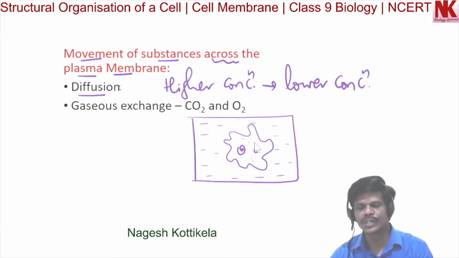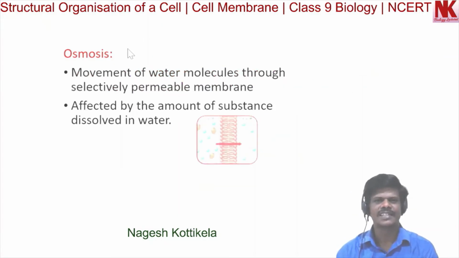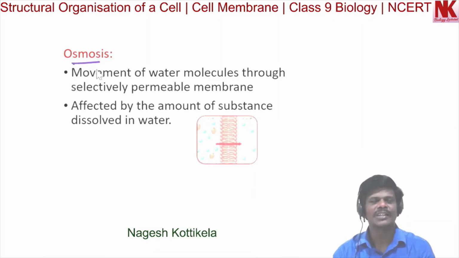So we can show here, this is how carbon dioxide molecules will move out of the cell and oxygen will move into the cell. Okay, so this is how gas exchange process occur in amoeba. Now let's discuss about osmosis. Osmosis is nothing but movement of water molecules from their higher concentration to lower concentration through semi-permeable membrane.